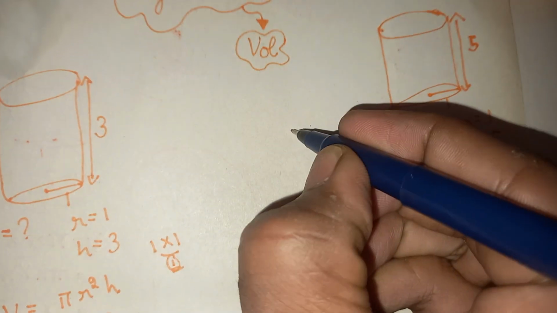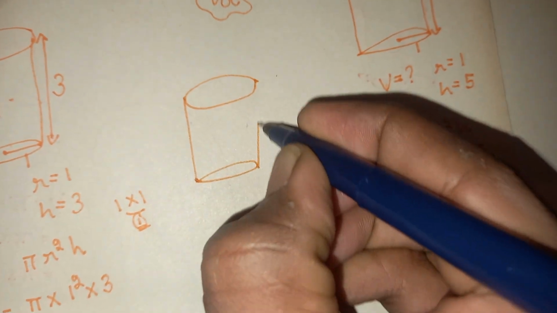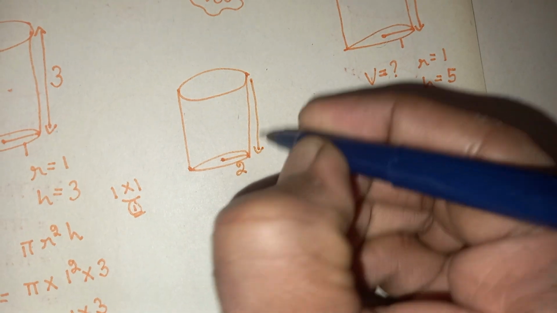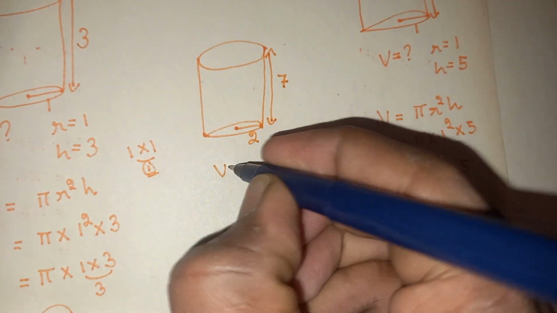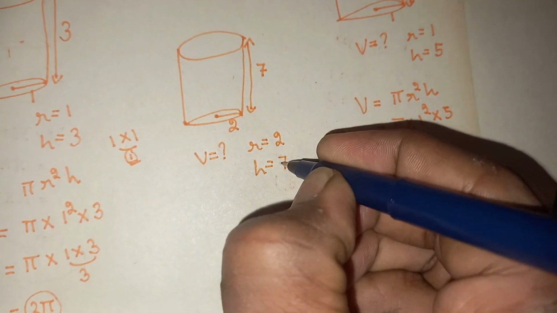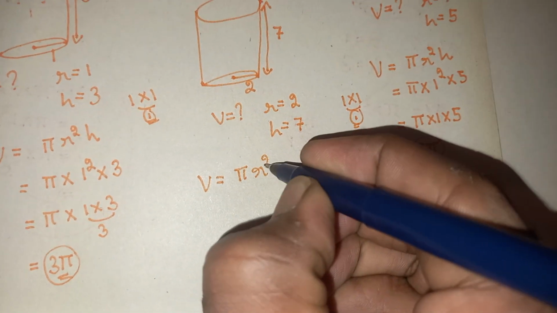Let's take another cylinder, and in this cylinder they have given the radius as 2 units and the perpendicular height becomes 7 units. Here also you need to find the volume. Radius is 2 units, height is 7 units. Again the volume of the cylinder is pi r square h.